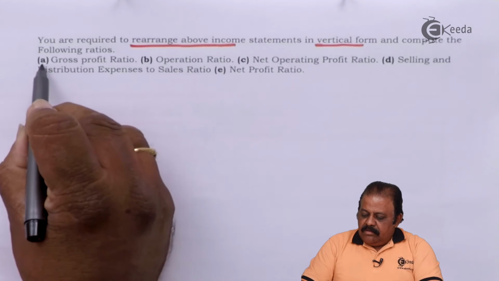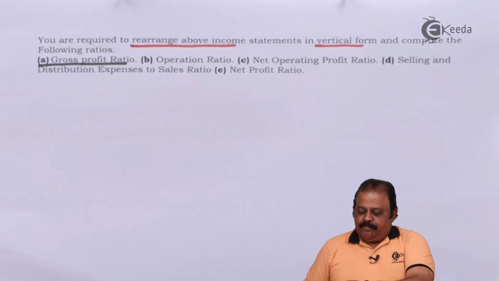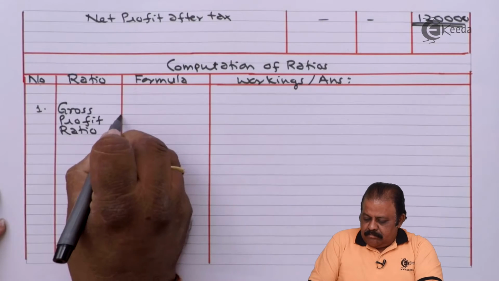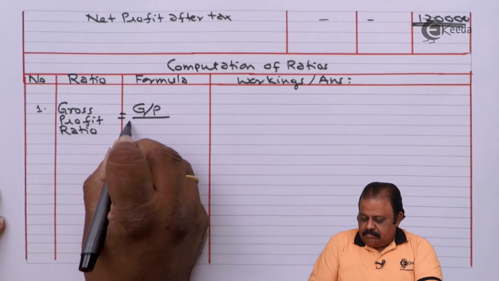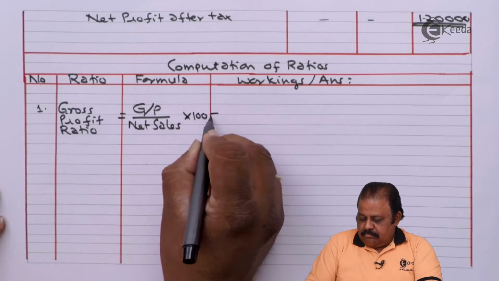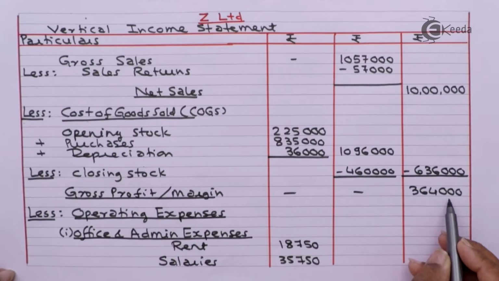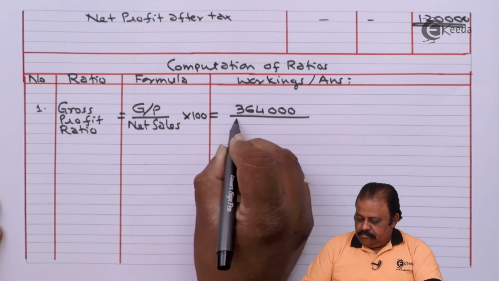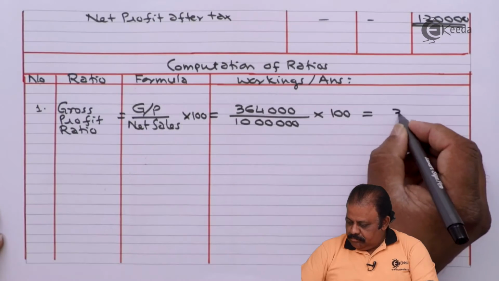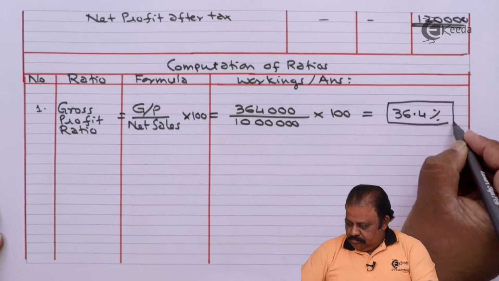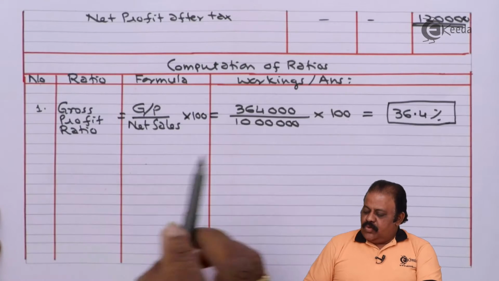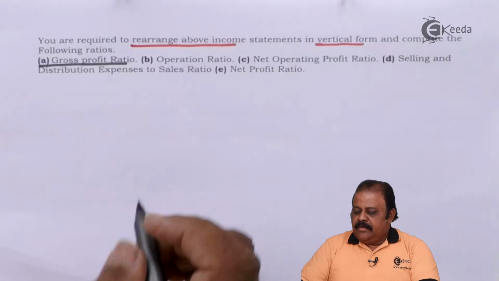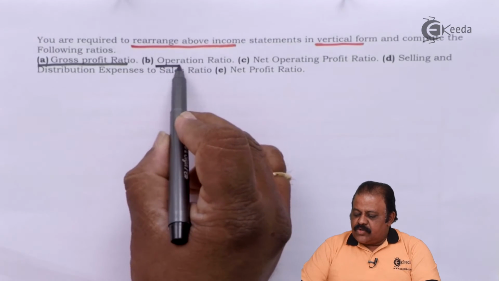First we have gross profit ratio. Gross profit we have 3,64,000 and net sales 10 lakhs. So gross profit ratio we got 36.4%.